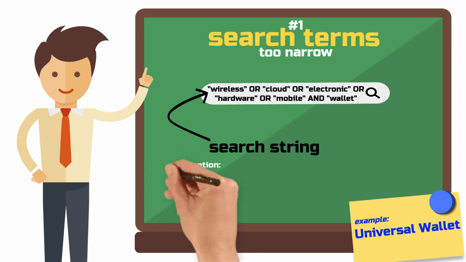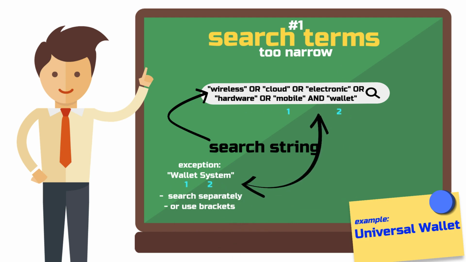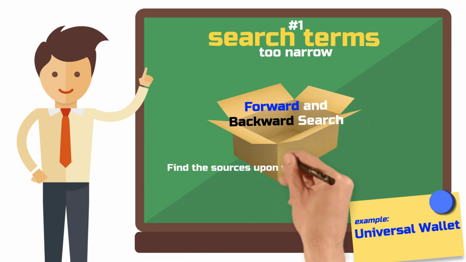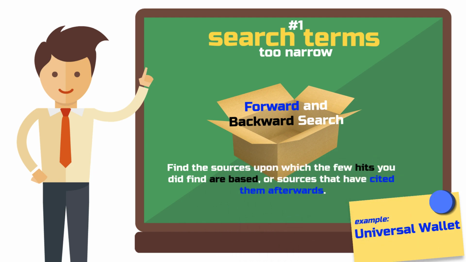You'd have to search for wallet system separately or use brackets to include the term wallet system. It's just a bit cumbersome because here wallet is the first word and not the second. If a refined database search like this yields no results, then you need to delve into some other tricks. With a forward and backward search, you can find the sources upon which the few hits you did find are based, or sources that have cited them afterwards.